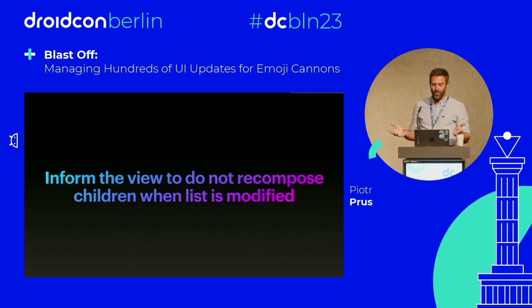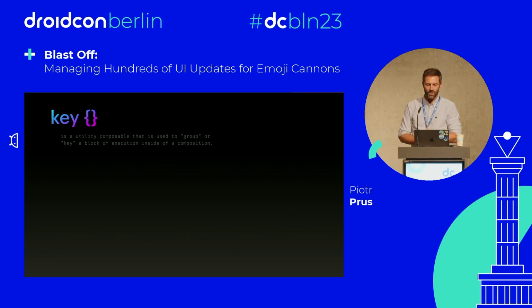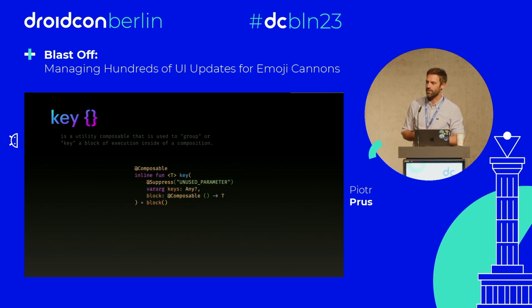So now we need to inform the view to not recompose children when the list is modified. And for that, we can use this beautiful utility function called key. So the key is this utility composable that is using a group or key block to execute inside of the composition. And this is how it looks. It just takes some unique ID and then your block of composable. So now every time something changes in your composable but your key stays the same, it will not be recomposed.